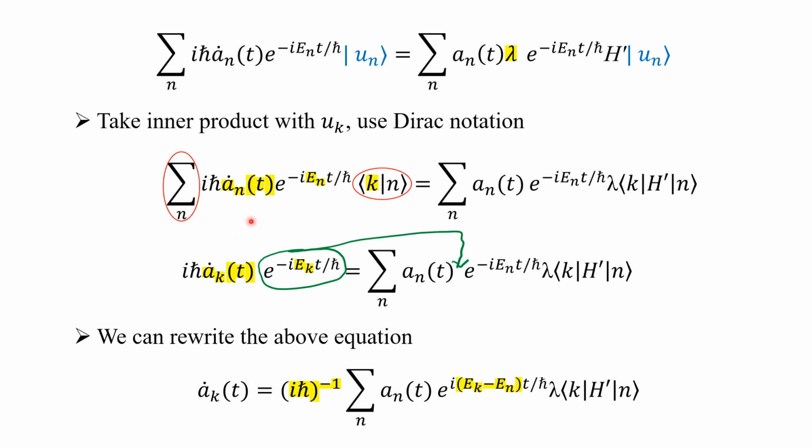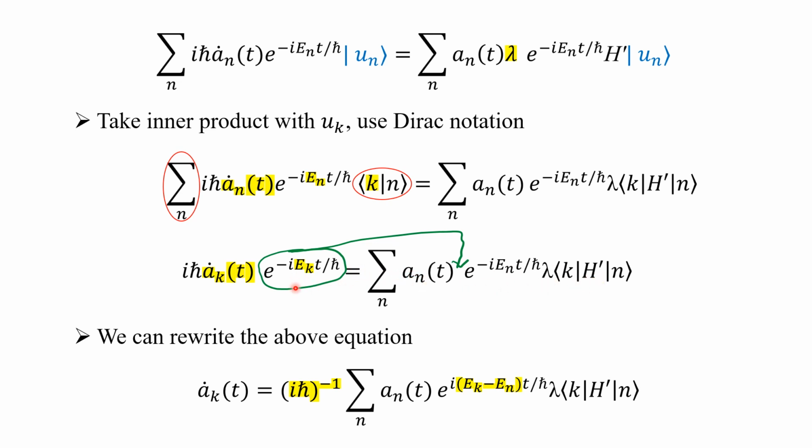Now, first we will solve this summation over n of the inner product of k with n. This will be non-zero only if n is equal to k. Otherwise, all other terms will become zero. Naturally, the summation will go away. You will get i h cross, since n is equal to k, I have written a_k dot, which is a function of time t, and E_n will become E_k. Then the right hand side I will keep as it is.